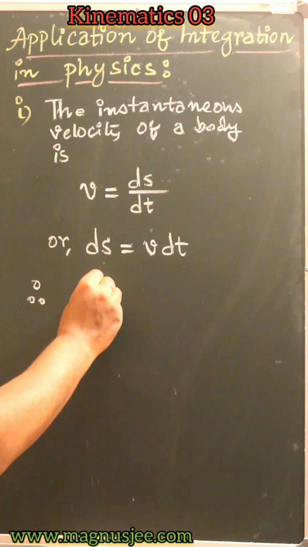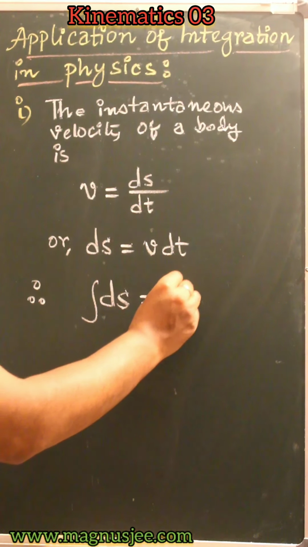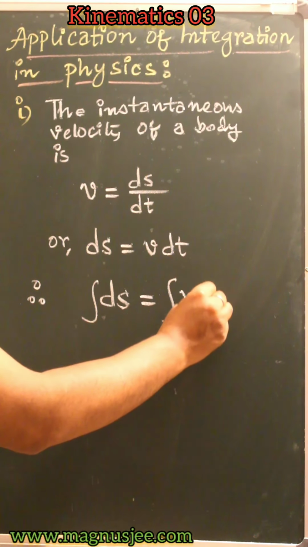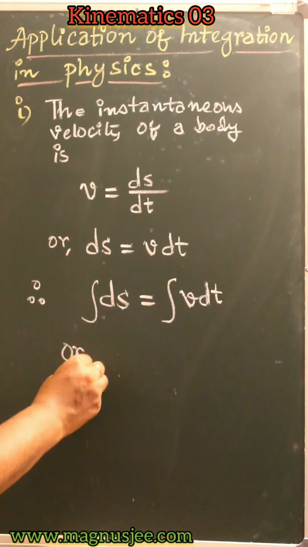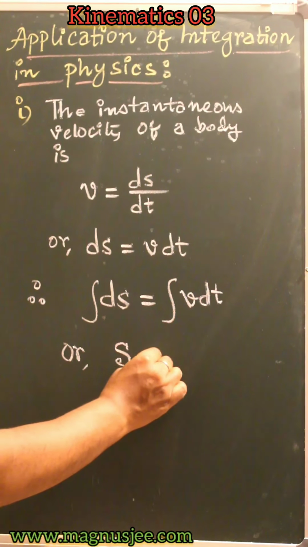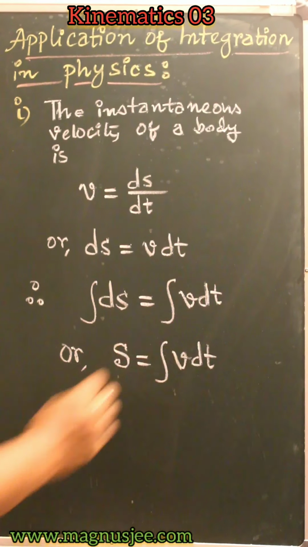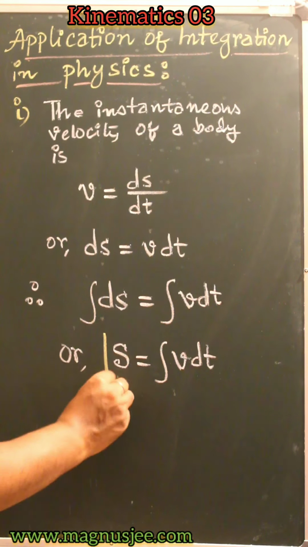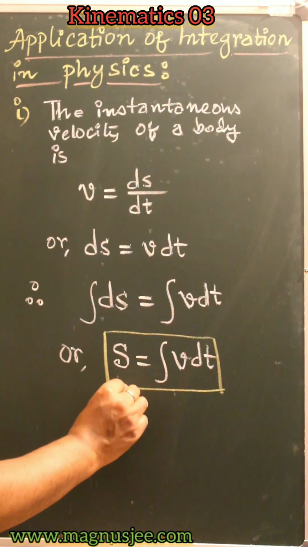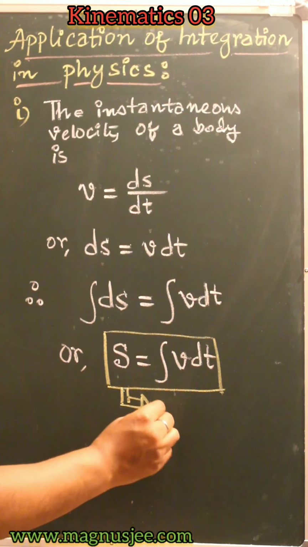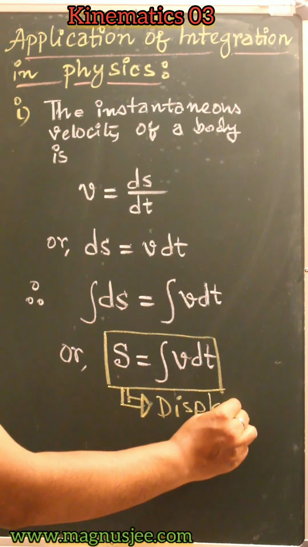Integrating both sides, integration ds equal integration v dt. Integration ds is s, therefore s is equal to integration v dt. So we get the expression of displacement in terms of velocity. Displacement is equal to integration of velocity over time.